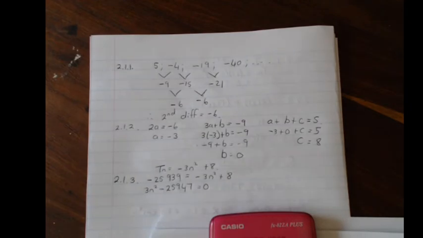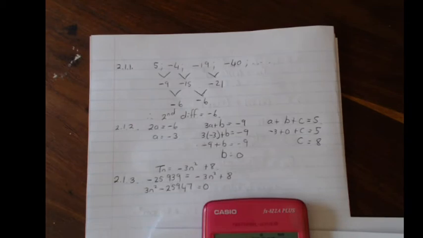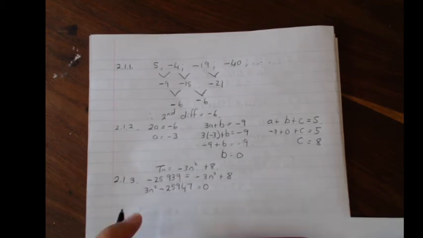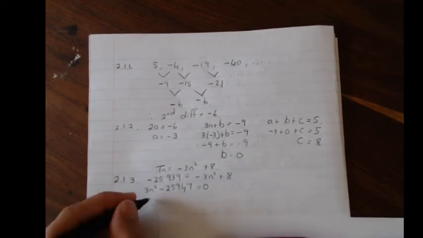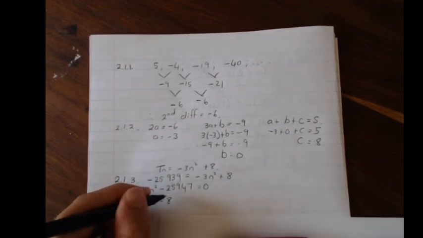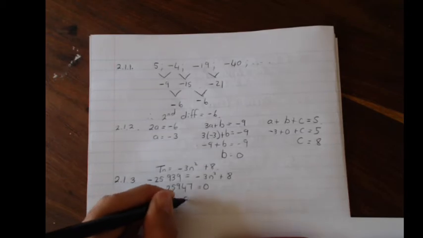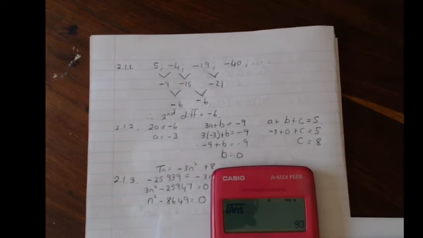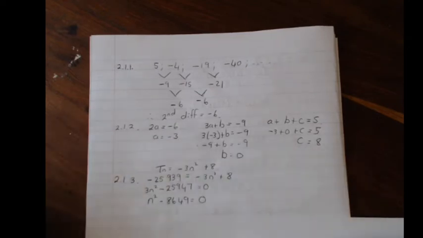I just want to see if I make that a positive, if that has a square root. It doesn't. Oh, I first want to divide by 3. So 25 947 divided by 3 is 8649, and I actually want to see if this has a square root, which is 93.